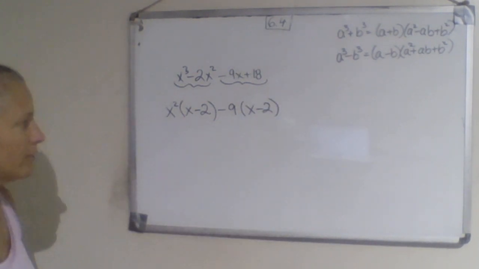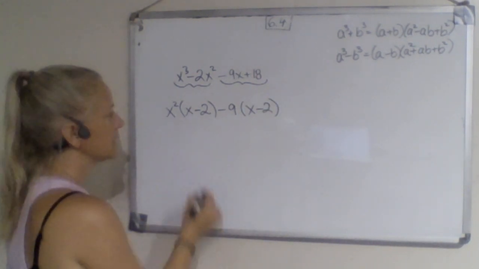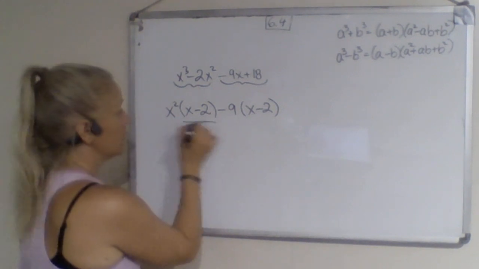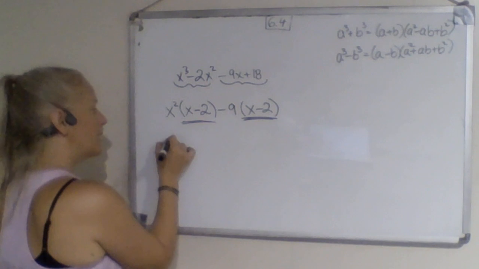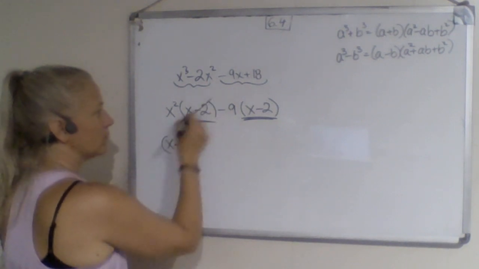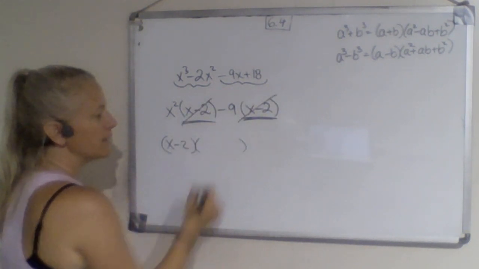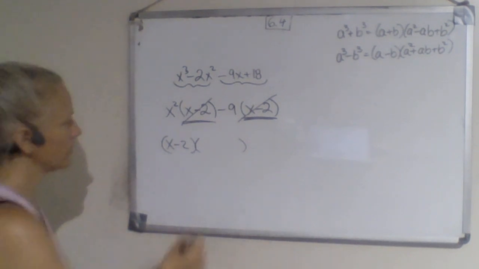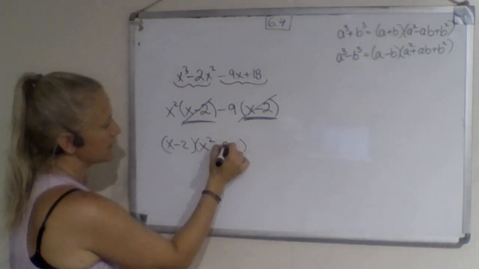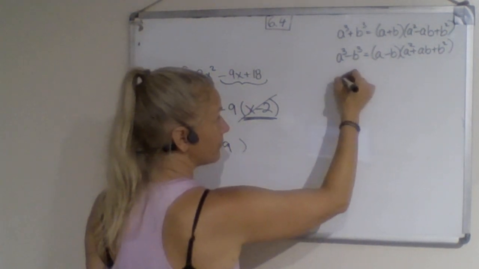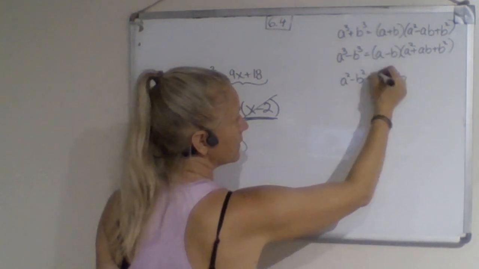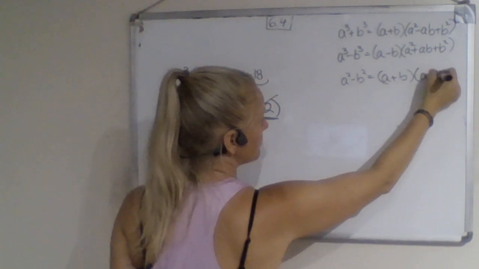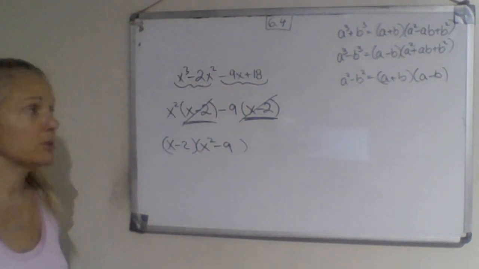We factor stuff out, and if you remember from last year, look at this. What do they now have in common? This one and this one, correct? So I can go x minus 2 and cross it out. And write in my next parenthesis, what am I left with? x squared minus 9. Remember this formula? a squared minus b squared equals a plus b, a minus b, from chapter 5 and beginning of chapter 6.